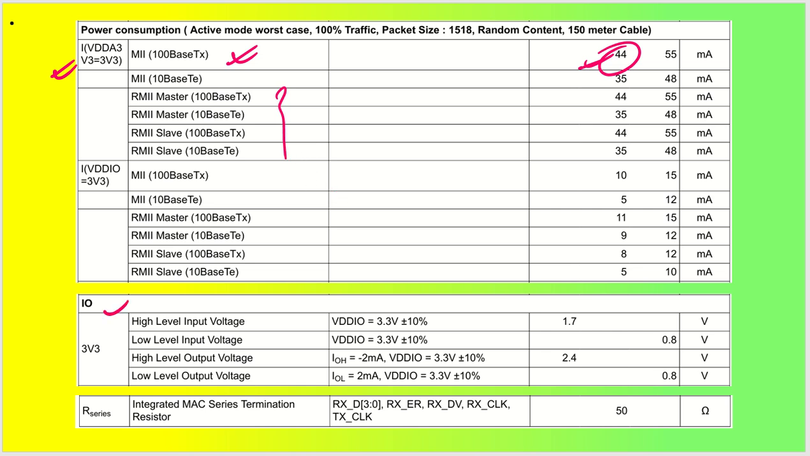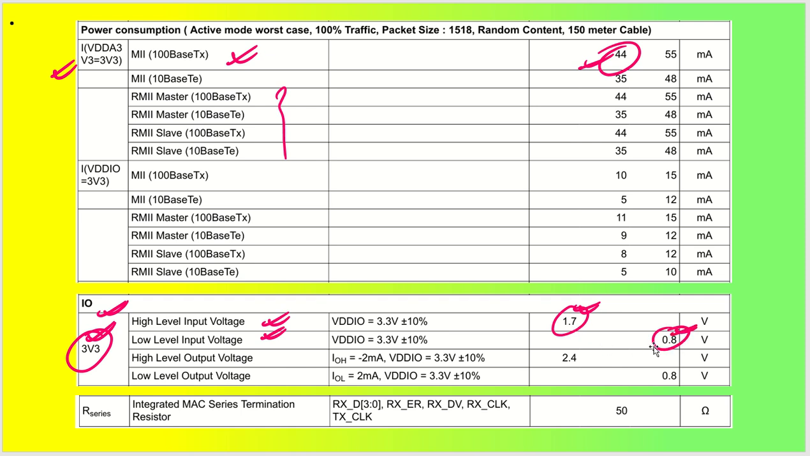If you talk about IO signals, let's say we have a 3.3 volt logic level. In that case, the high input voltage is considered as minimum 1.7 volt. So if 1.7 volt is seen, it will be considered as high, otherwise it will not be considering anything. For the low level, the maximum should be 0.8 volt, otherwise it will not be able to understand that this is a low signal.